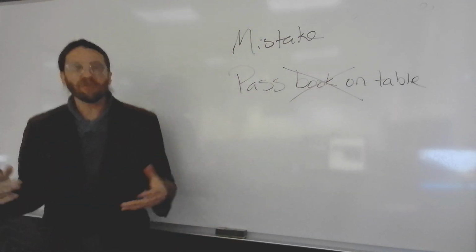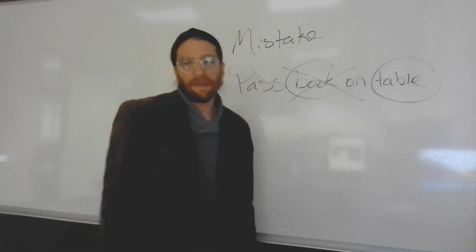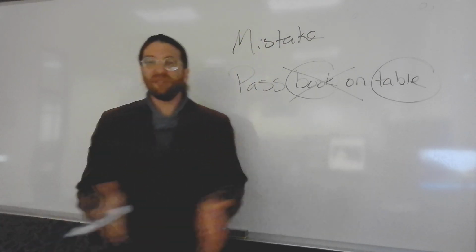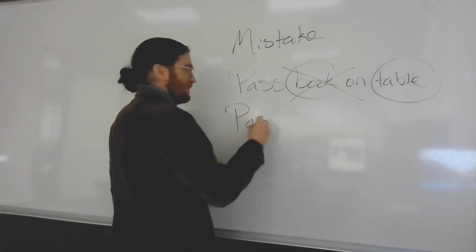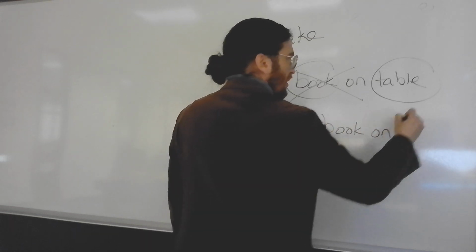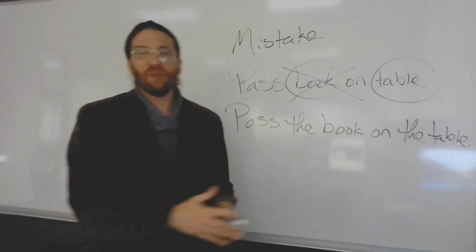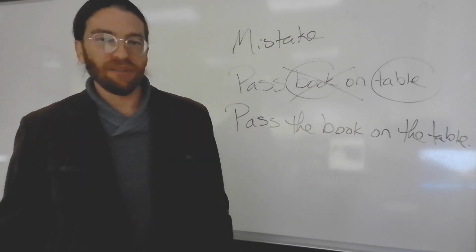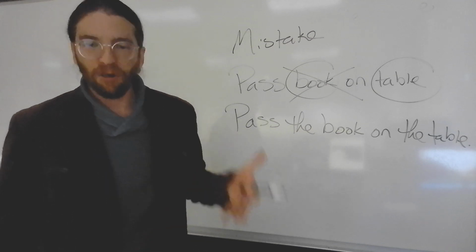This is wrong. Book, table, these are specific nouns, and you can count them. We should say, pass the book on the table. Table is specific. We can count it. Book is specific. We can count books.